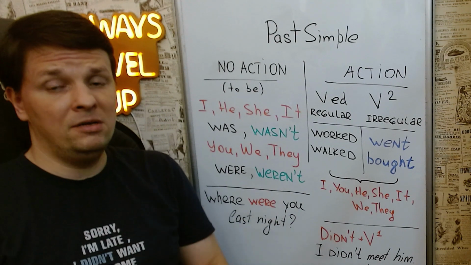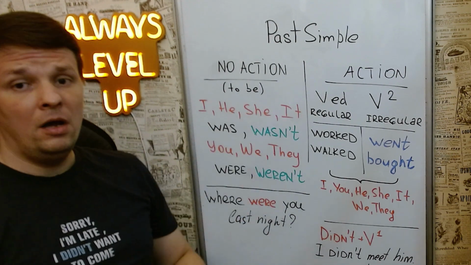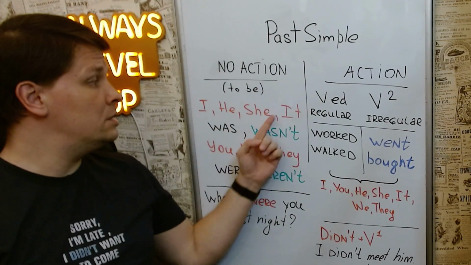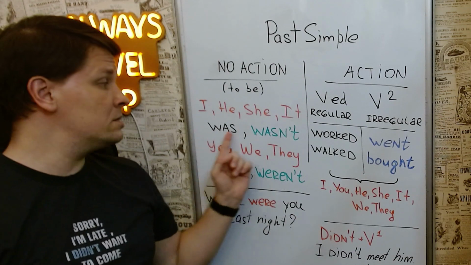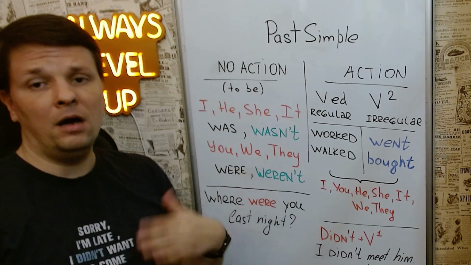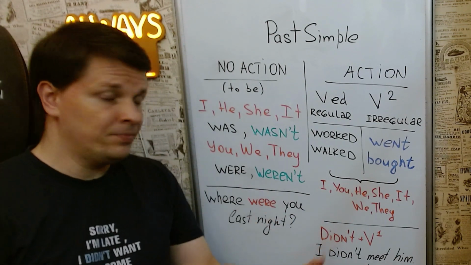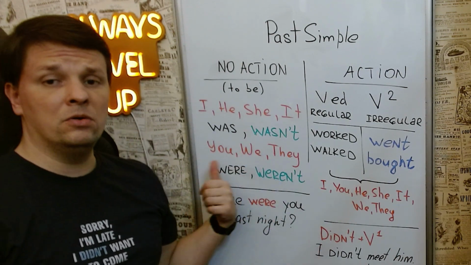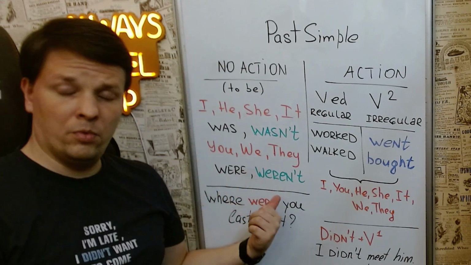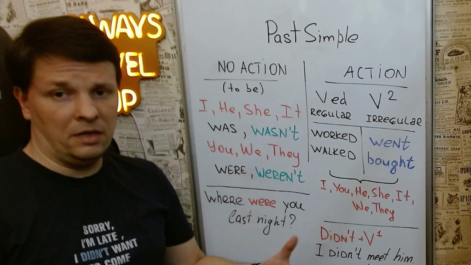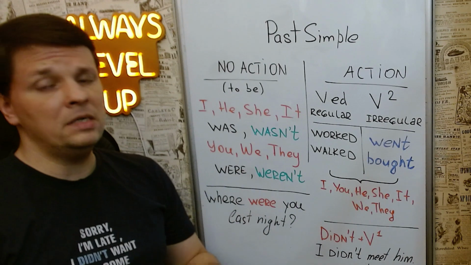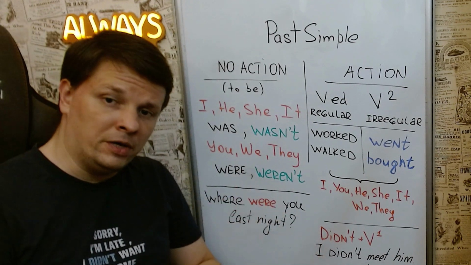If we talk about event, we use the verb to be. And we say I, he, she, it, and then we use was or wasn't. Something like I was in cinema. He wasn't at home yesterday. Or in plural, we say you, we, they, were or weren't. We were together yesterday. They weren't at home last week.